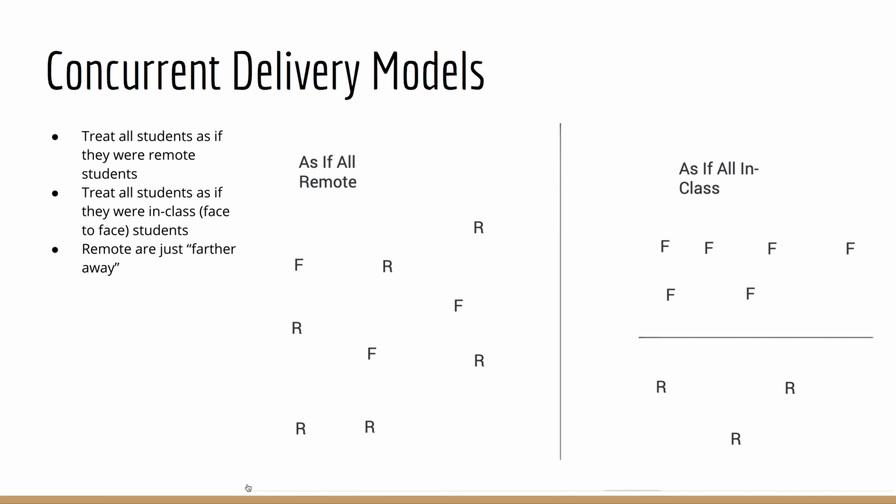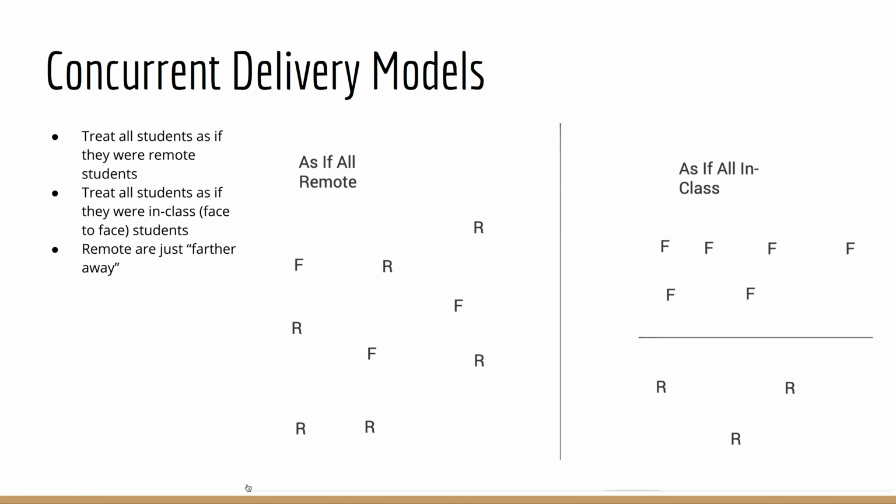So if you look at that picture, remember the F's mean face to face. In this case, we have 3 face-to-face students in front of us and 6 remote students. However, in this model, we're treating all those students as if they were remote, all right? And we'll dive into that a little later.